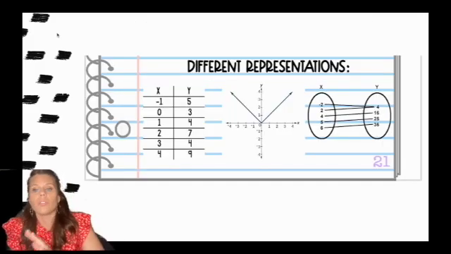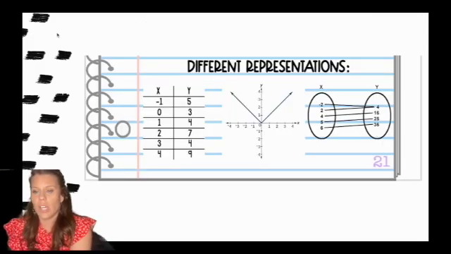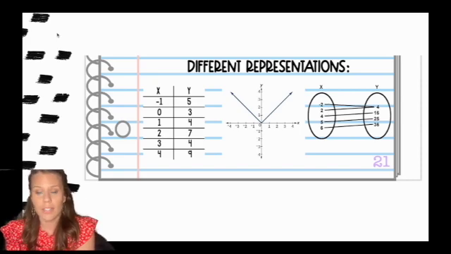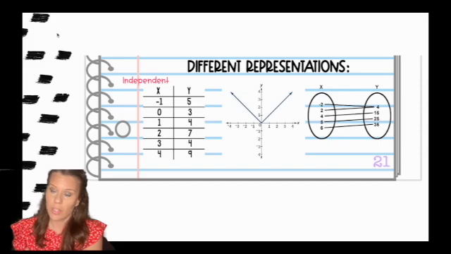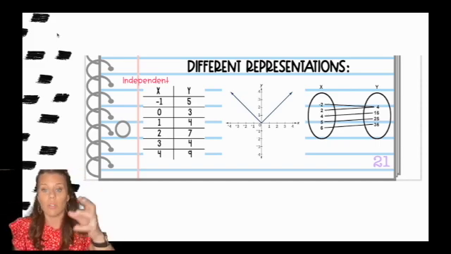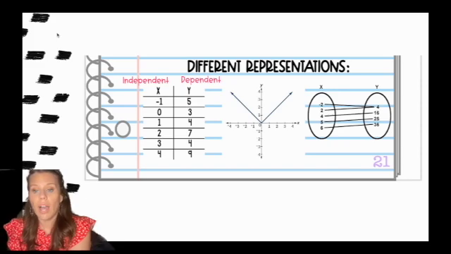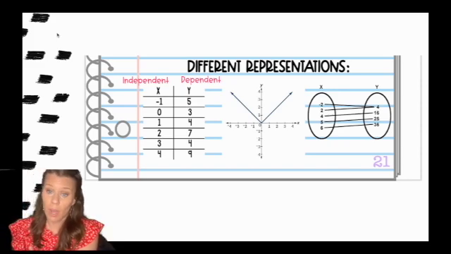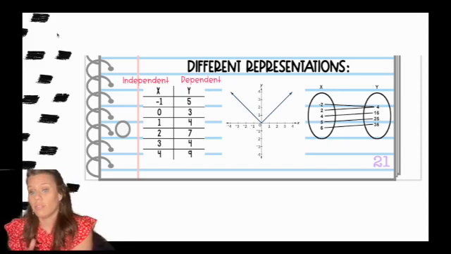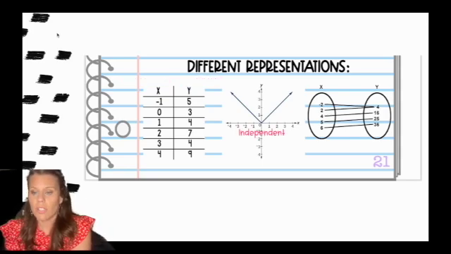So here are a couple different representations of this. If I said, what is the independent variable here? You would say it's all the X values. So you would list out -1, 0, 1, 2, 3, and 4. And then for Y, if I asked you what the dependent was, it's all the Y values, which is 5, 3, 4, 7, 4, 9. Okay?